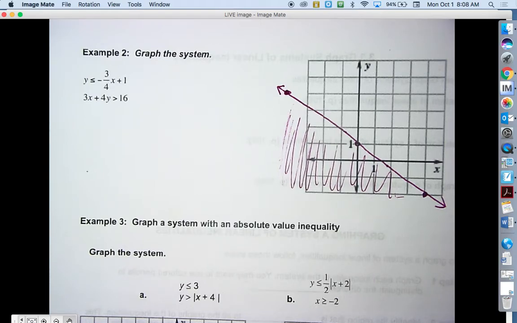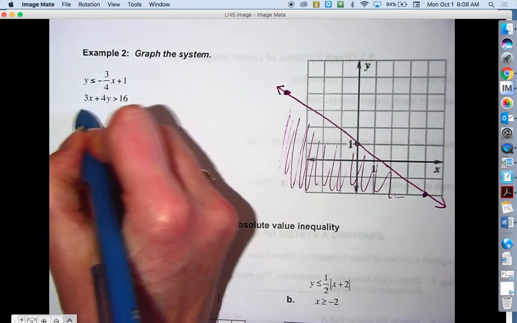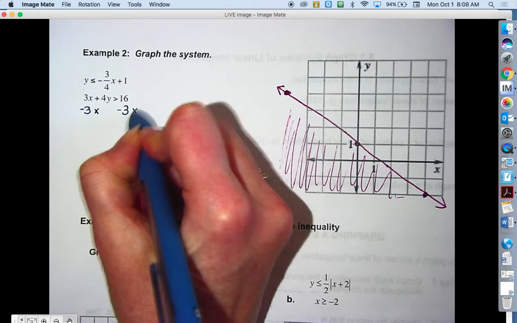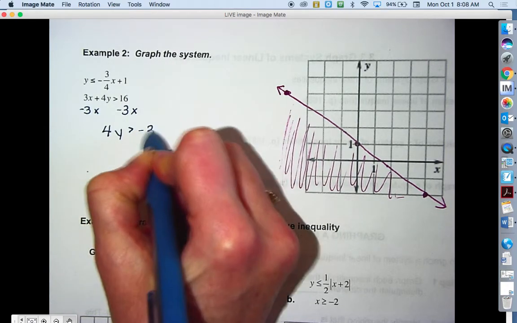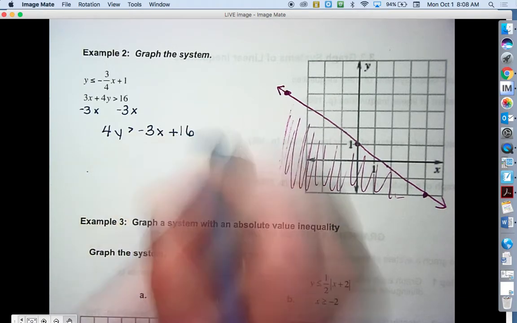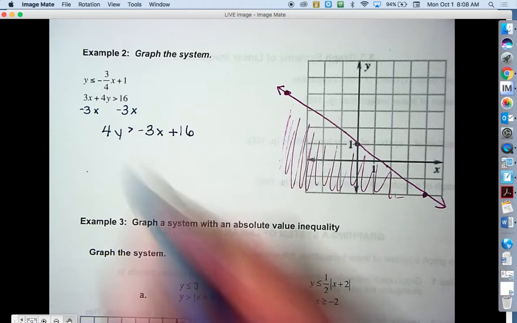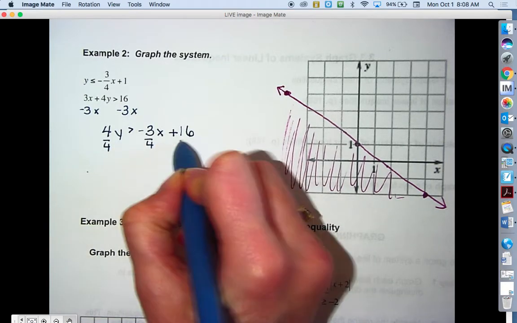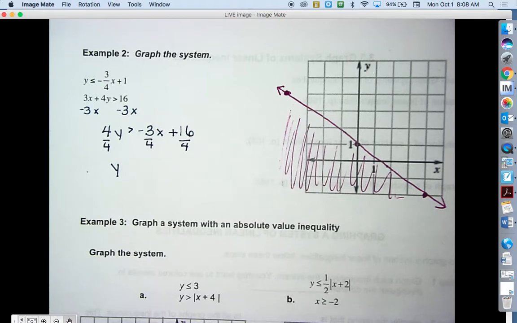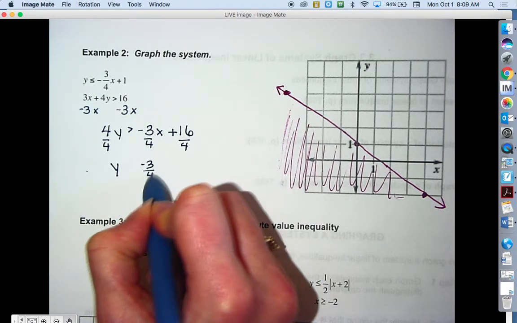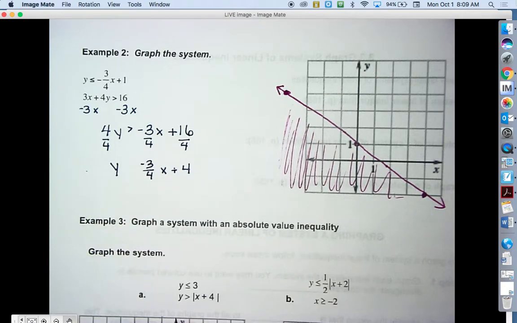The second one, we have 3x plus 4y is greater than 16. Connor, what would you do to get y by itself in that equation? Subtract 3x. So take the 3x to the other side. And then divide by 4. Yeah. When do you have to flip the sign, Connor? Anybody? If you're dividing by a negative.